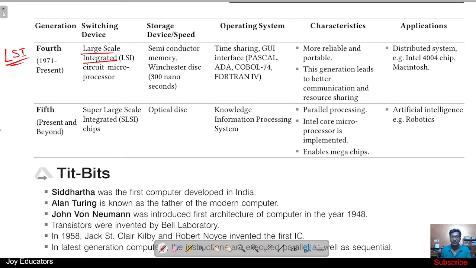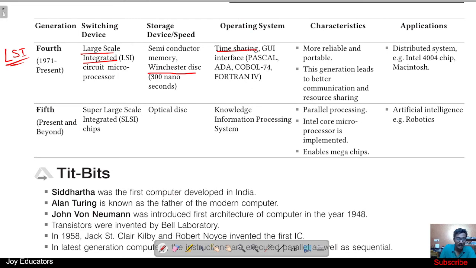It depends upon the configuration, how the switching device is being used, the device storage capacity, the operating system, which is called OS, and the characteristics and applications. So what are the OS that have been used so far? There is the Winchester disk, which is not so important, but this is important: time sharing, GUI interface.